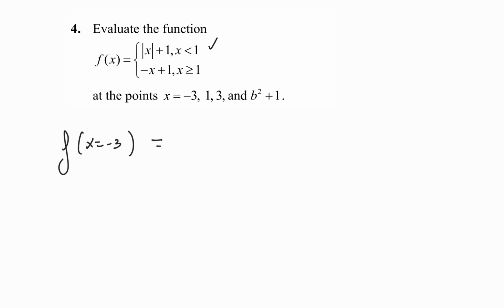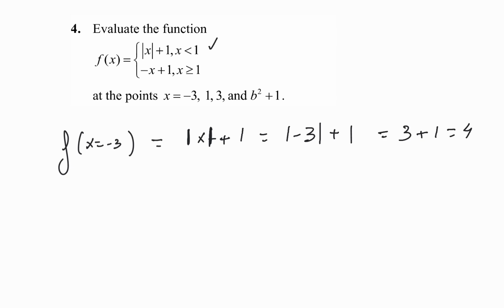So f of minus 3 is the absolute value of x plus 1. In this case, absolute value of minus 3 plus 1. What is the absolute value of minus 3? It's 3. 3 plus 1 is 4. So f of x equal to minus 3, which is valid when x is less than 1, has this value.